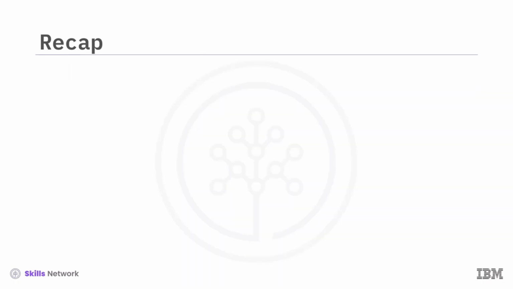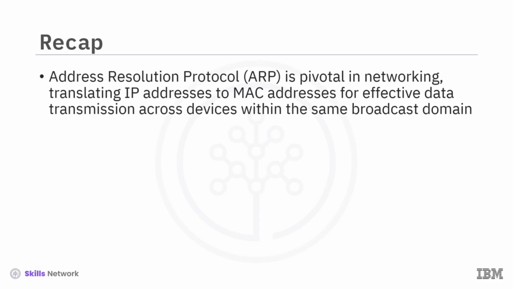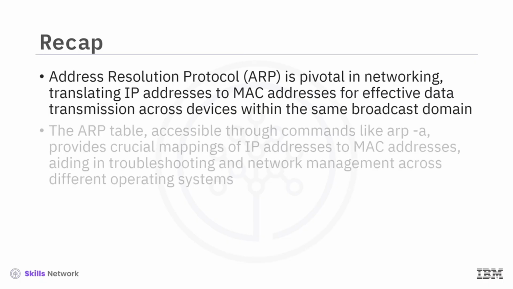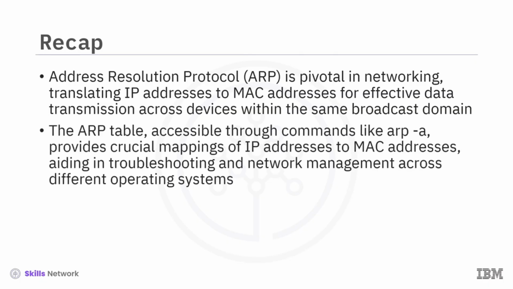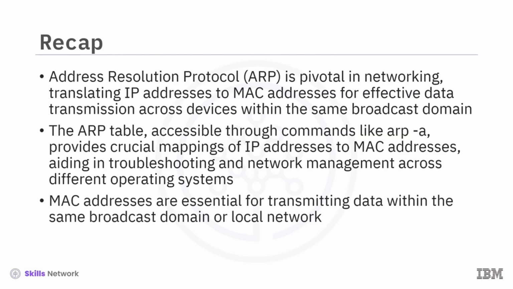In this video, you learn that Address Resolution Protocol, ARP, is pivotal in networking, translating IP addresses to MAC addresses for effective data transmission across devices within the same broadcast domain. The ARP table, accessible through commands like arp -a, provides crucial mappings of IP addresses to MAC addresses, aiding in troubleshooting and network management across different operating systems. MAC addresses are essential for transmitting data within the same broadcast domain or local network.